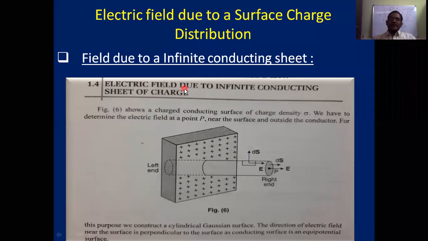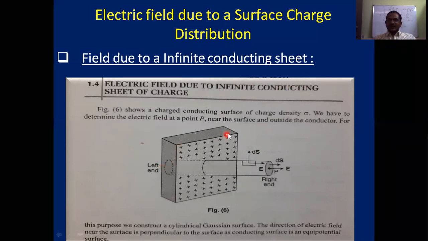This is application for surface charge distribution. Here we will see the two applications, sir. Electric field strength due to the infinite conducting sheet. The second one, field strength due to infinite non-conducting sheet. First, we will see the uniformly charged infinite conducting sheet.